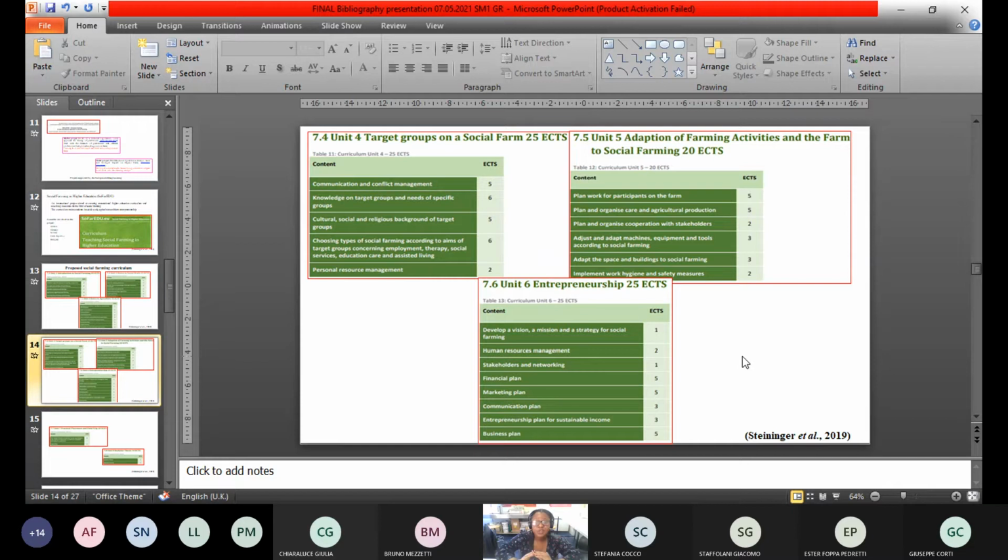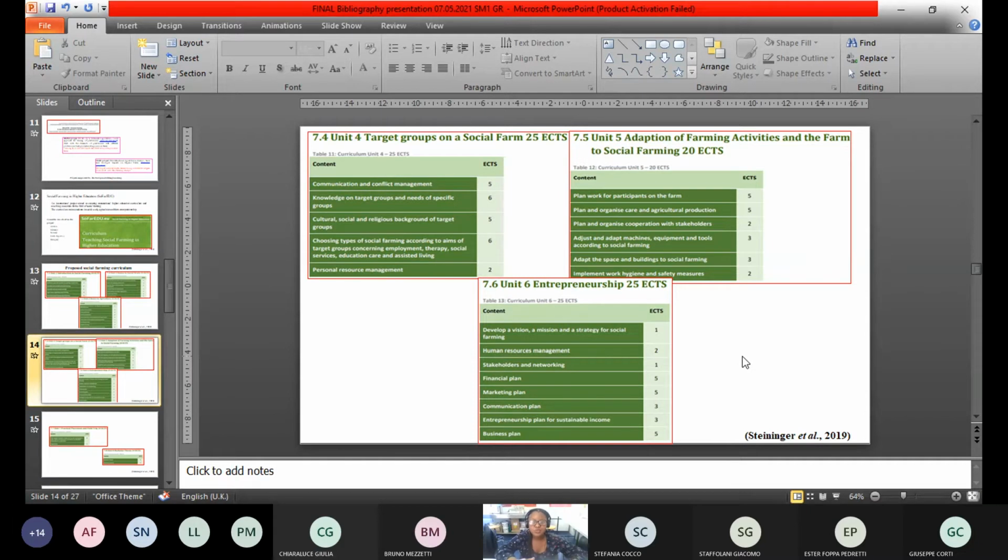And there's Unit 5, which is going to be based on the adaptation of a farming activity and farms to social farming. Because the whole concept of social farming does not always start from a new farm going into social farming directly. Most farms start as conventional farms and are converted to social farms. As such, people need to know how to go about converting a normal commercial farm into a social farm.